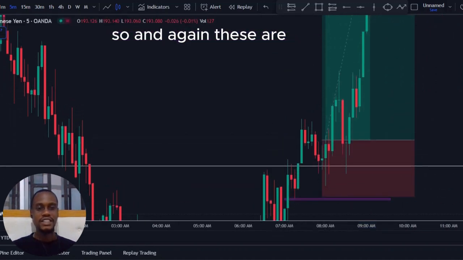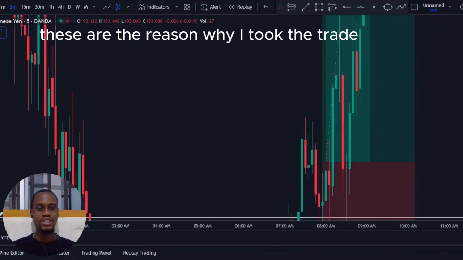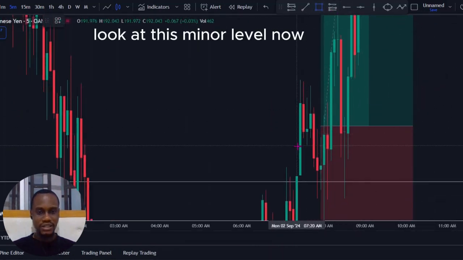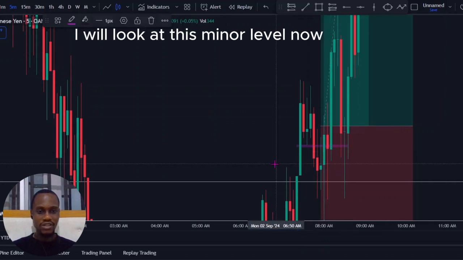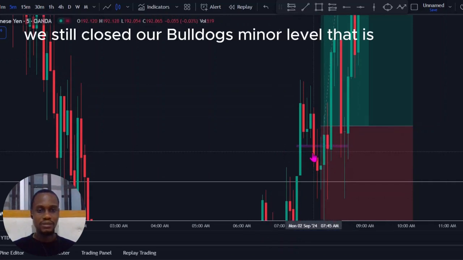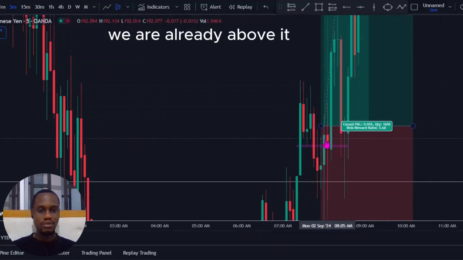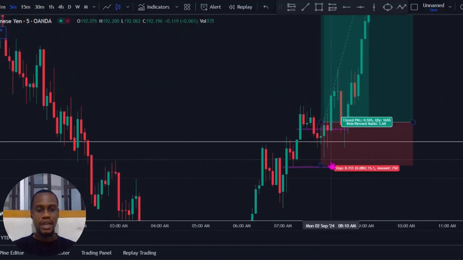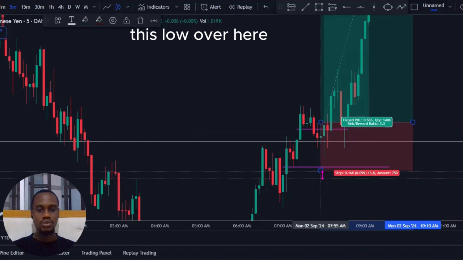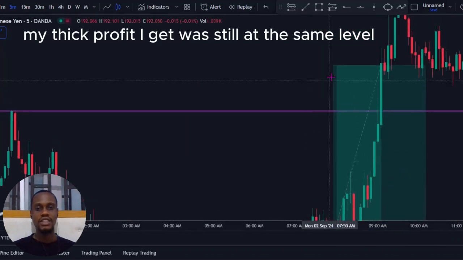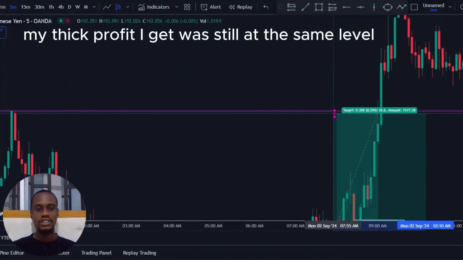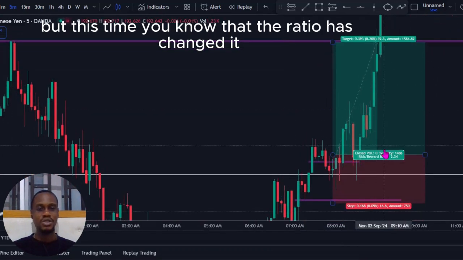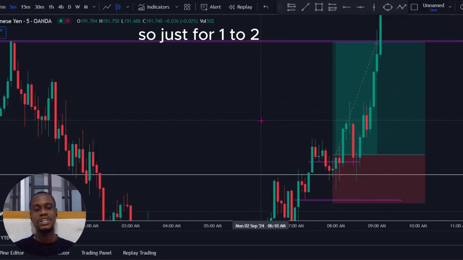And again, this is another reason why I took the trade. When I saw that, okay, look at this minor level now. I was looking at this minor level and I saw that we still closed above that minor level. That is, we are already above it, so we should be looking for buys from there. So I was like, okay, let me just take the buy from there. And my stop loss was below this low over here. My take profit target was still at the same level, but this time you know that the ratio has changed. It was just a 1 to 2.